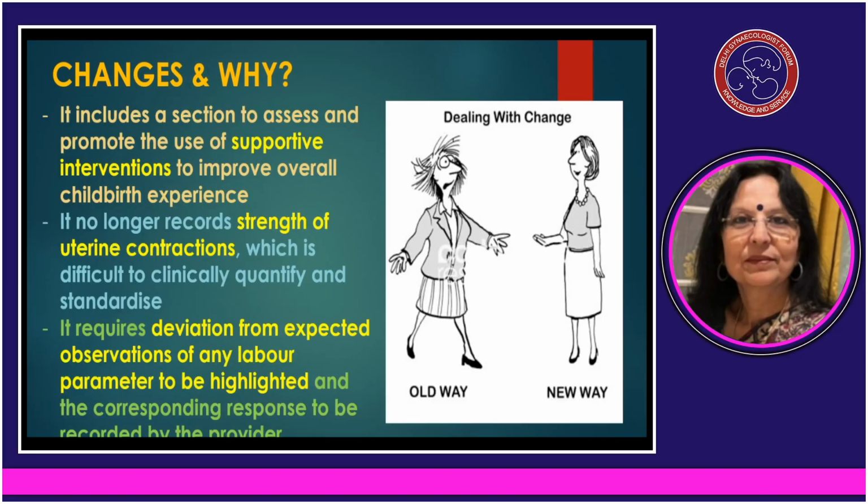So supportive interventions have been brought in. The strength of the uterine contractions, whether it is mild, moderate or severe, has been removed because it is very, very difficult to quantify and standardize. And whenever we see any kind of deviation from the threshold, we need to encircle it and highlight it. Next.